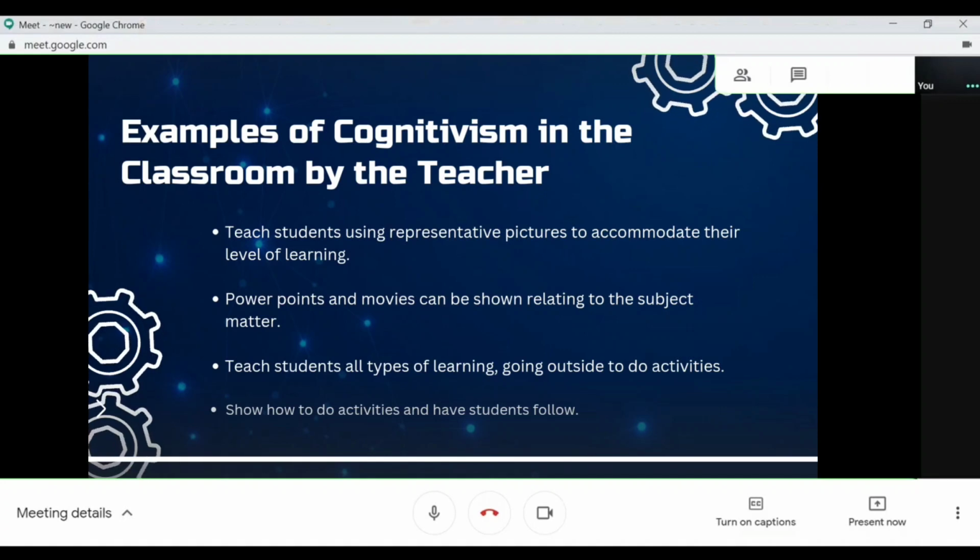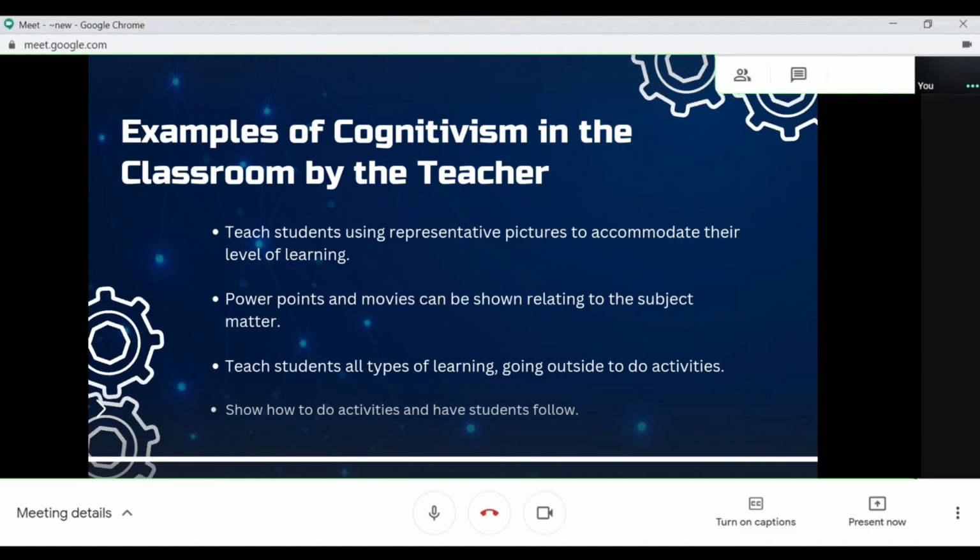And the next is teach students all types of learning, going outside to do activities. So outdoor learning improves child development by heading outside and learning in nature. Kids improve their emotional, intellectual, and cognitive development. So outdoor learning also helps foster the development of creativity, problem solving, independence, and confidence.